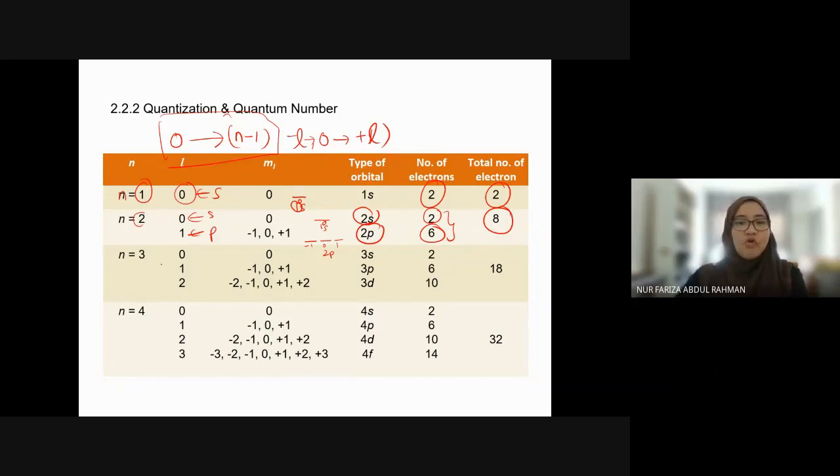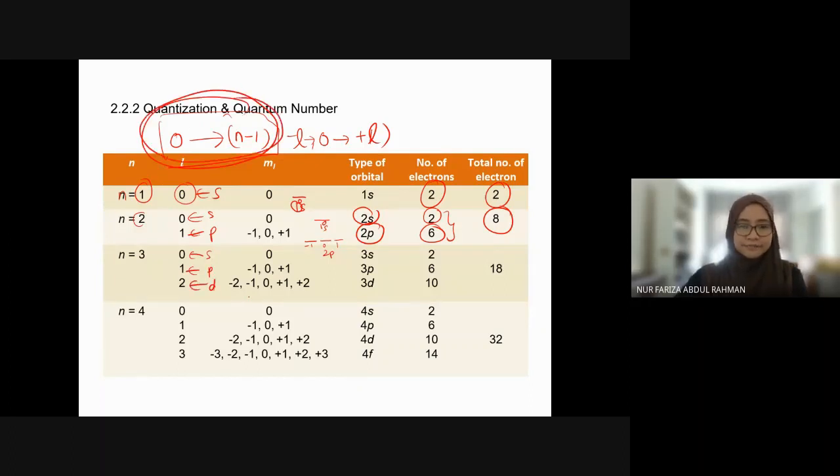Okay, and so on. So n is equal to 3, then only we can have the d orbital. Because n is equal to 3, we have l = 0, 1, and 2. So this is S, this is P, and this is D, based on what we have here.